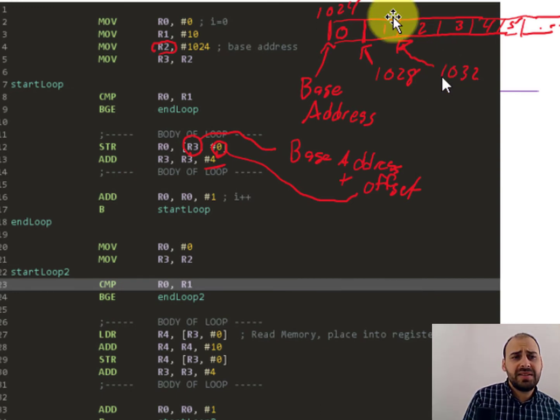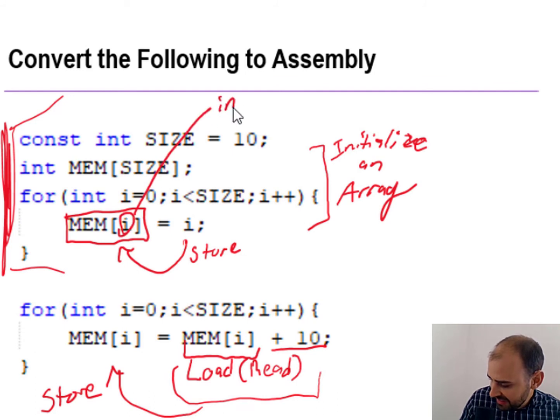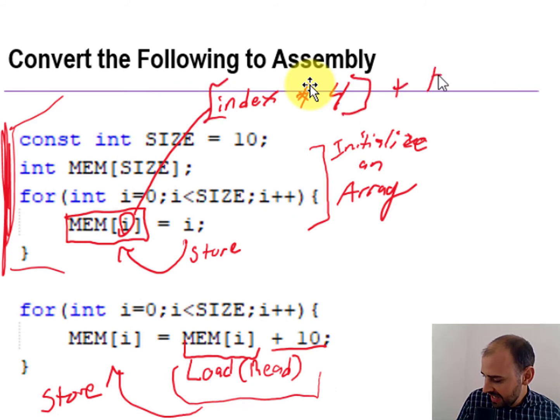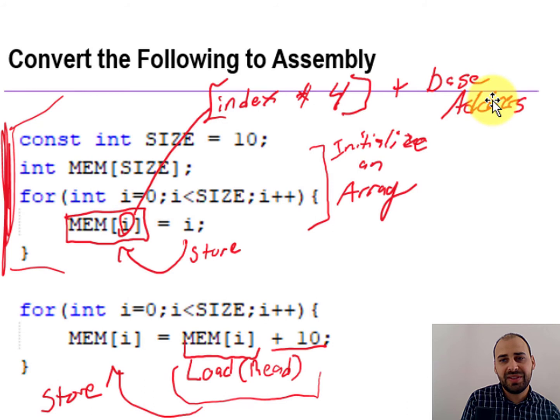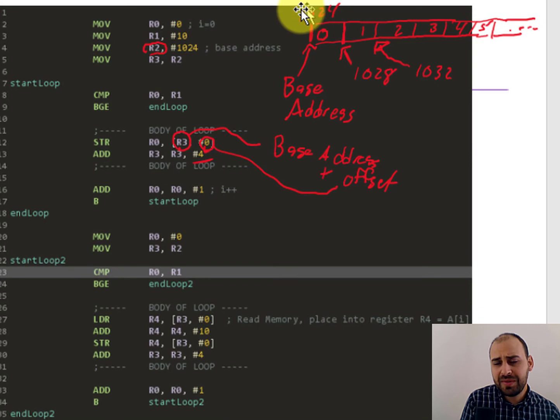Okay, that makes sense, right? Because we can't really use I here. Effectively, if I is the index, we need to remember that we need the index multiplied by 4, because we're going to assume all our numbers are 4 bytes. And we need that added to the base address, right? The original base address of the array, 1024. R3 just keeps moving over by 4 bytes, okay?